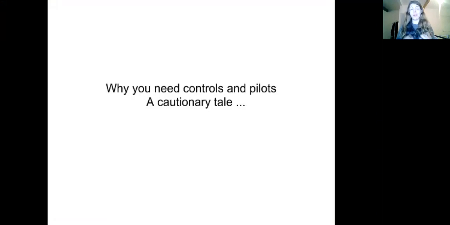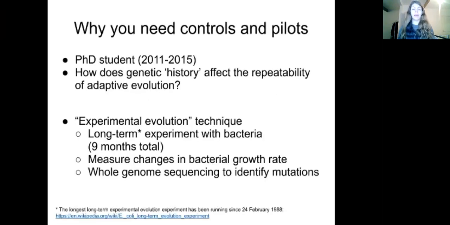To round things off, we're now going to look at a cautionary tale of why experimental controls and pilot studies are a good idea. This is a story of Carl, a friend of mine and fellow PhD student. We were in the same lab doing our PhDs together at Oxford. Carl had a research question regarding how genetic history affects the repeatability of adaptive evolution.